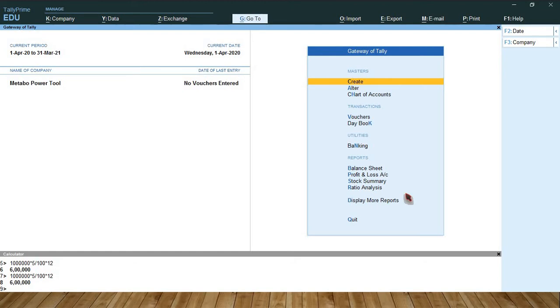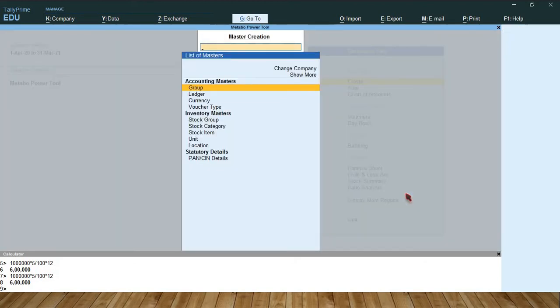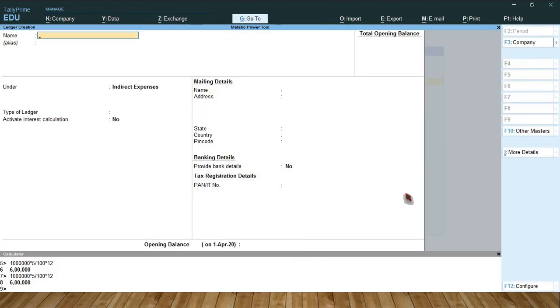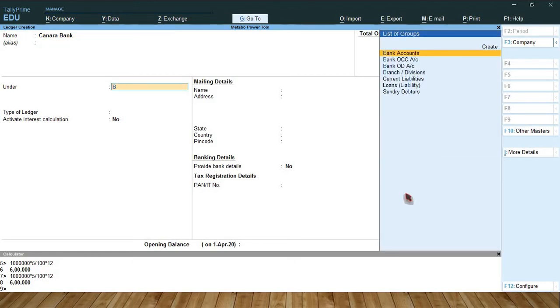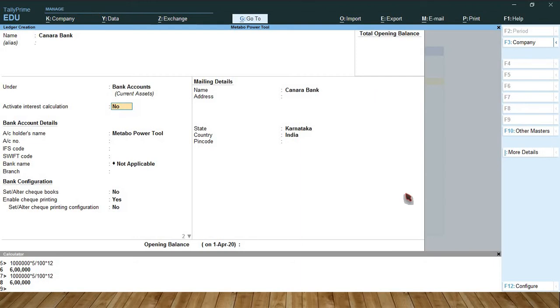Go to Gateway of Tally, select create, press enter. Go to Accounting Master, select ledger, create. So Canara Bank under bank account. Activate interest calculation. Canara Bank does not require activating interest calculation because it is your business current account. Accept.